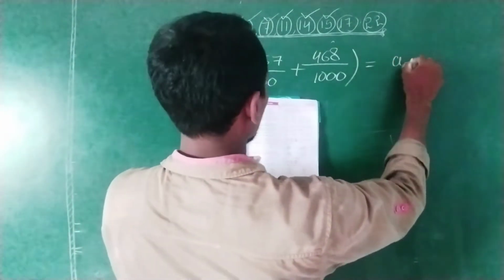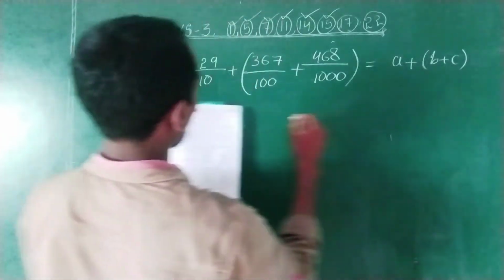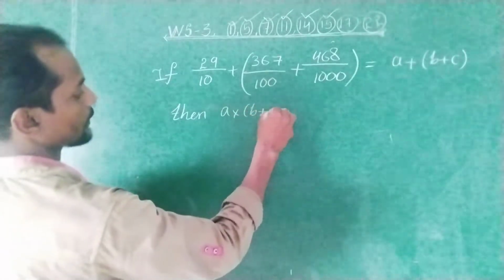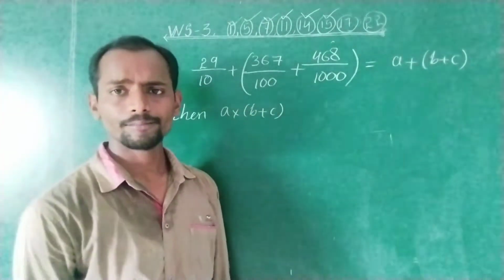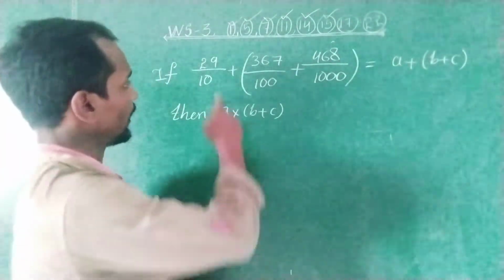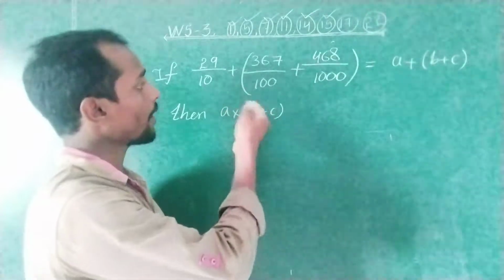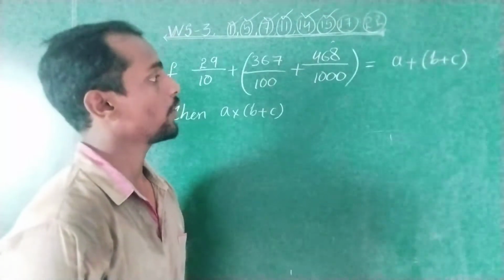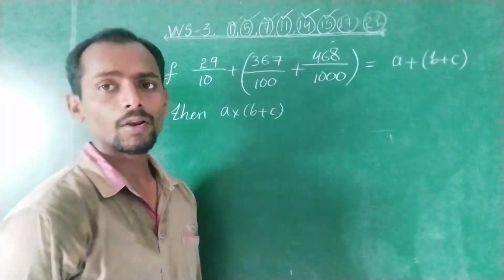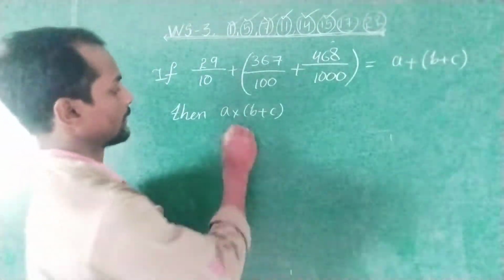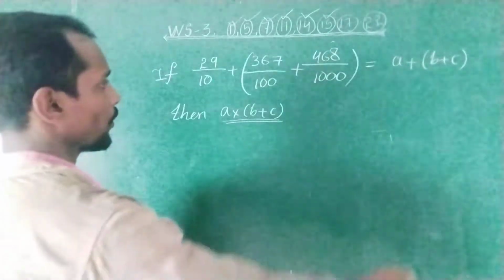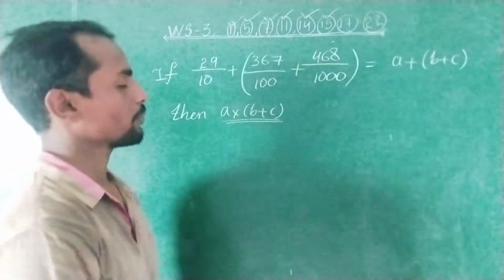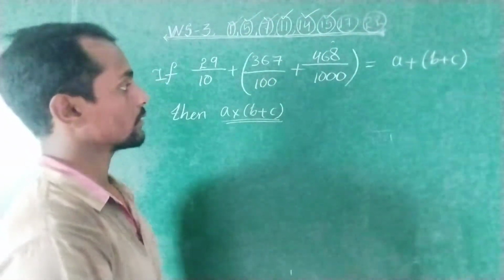is equal to A plus B plus C, then find A into B plus C. So observe here, the given numerical expression is 29 by 10 plus 367 by 100 plus 468 by 1000 equal to A plus B plus C. Then you have to find out A into B plus C. So the given values: in the place of A, 29 by 10, in the place of B, 367 by 100, in the place of C, 468 by 1000.